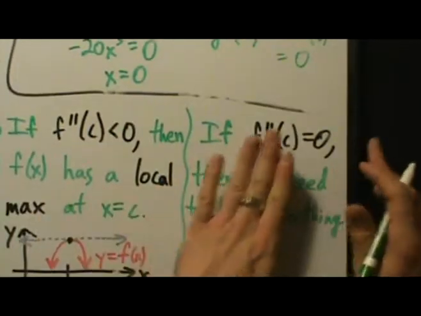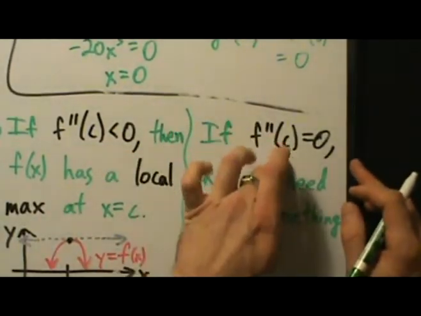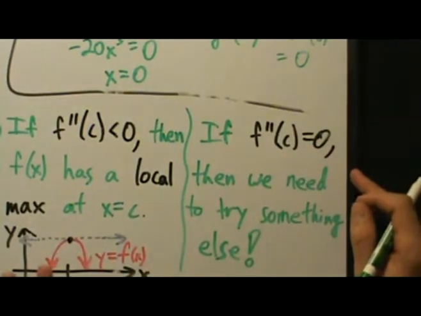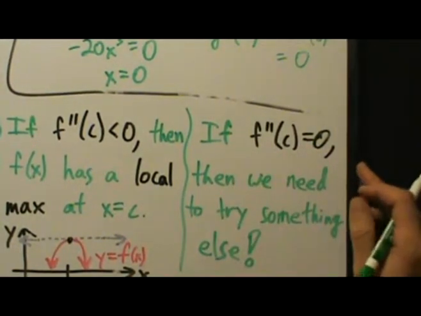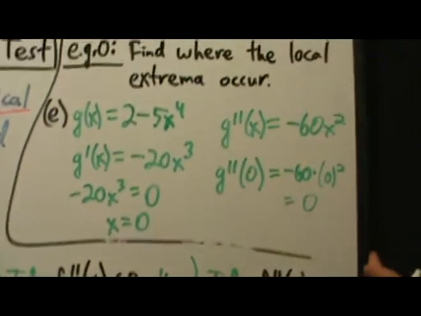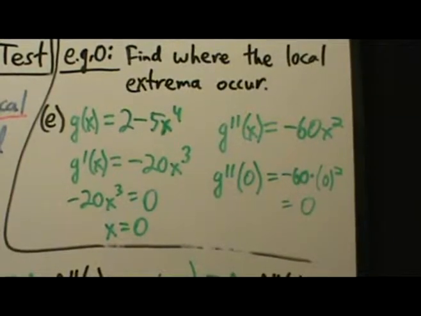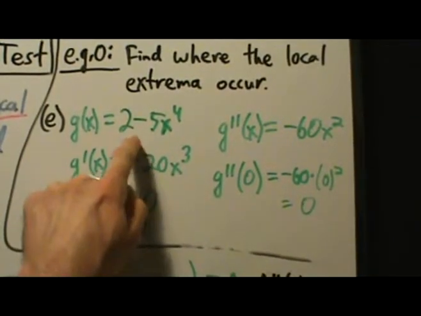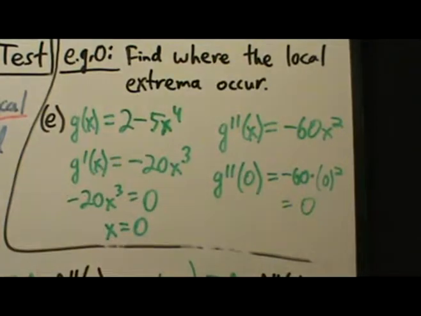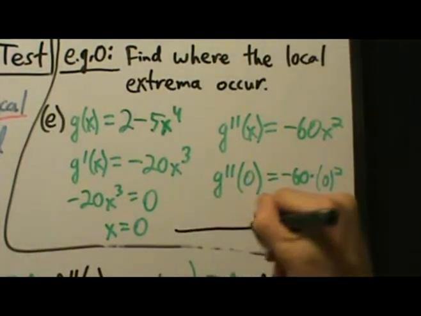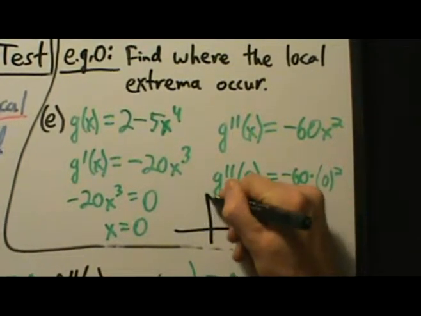So again, we're in this third case where the second derivative at the critical point is 0. And we're going to have to try something else, which again could just be the first derivative test. We won't do it here. But what if we graph this? What does it look like? If we were to graph that, it's going to look something like this.